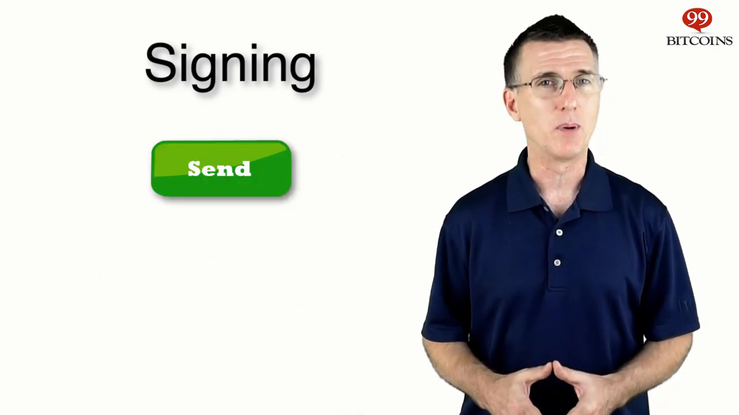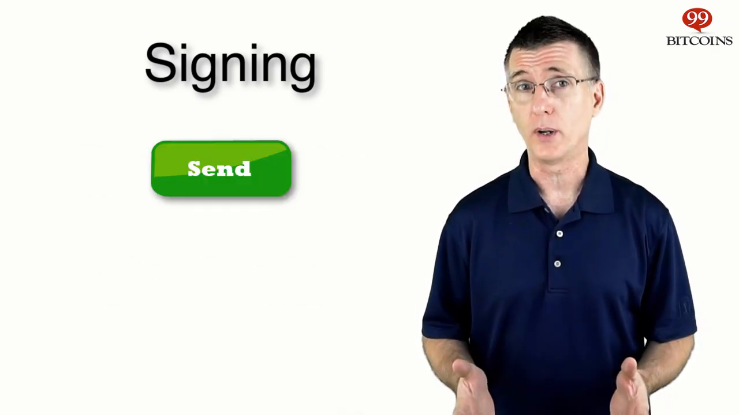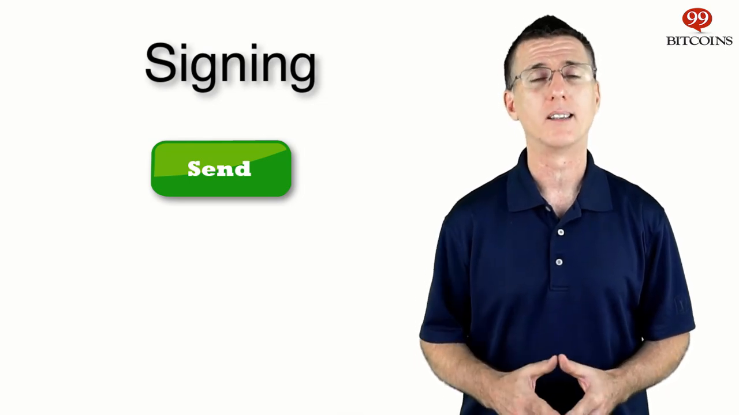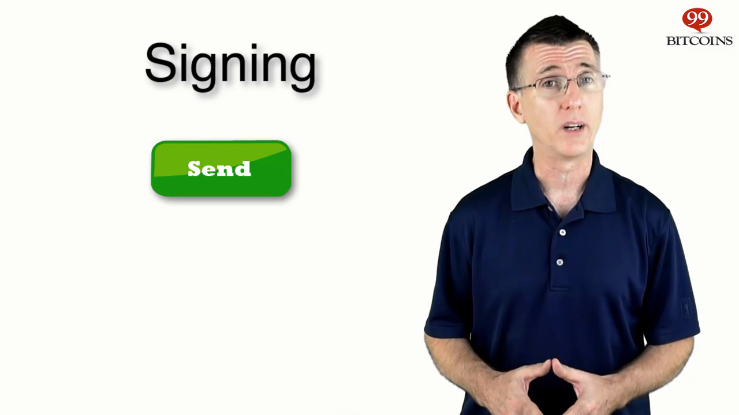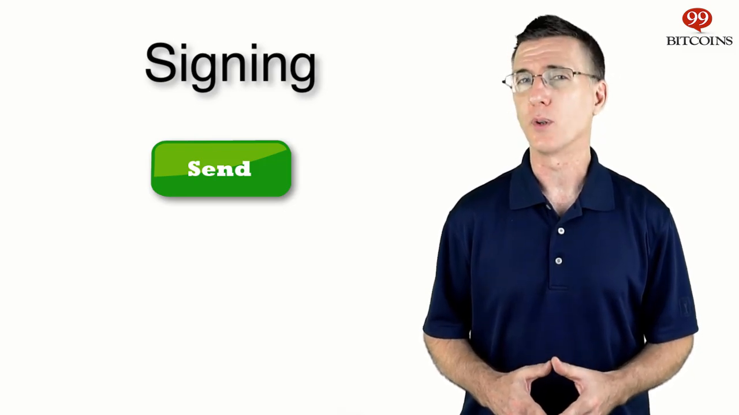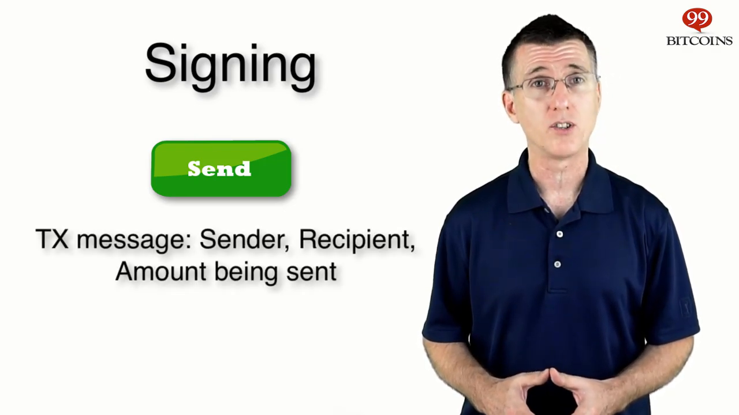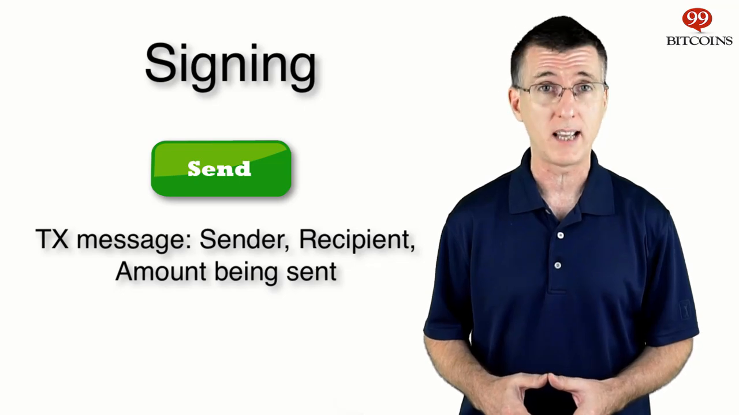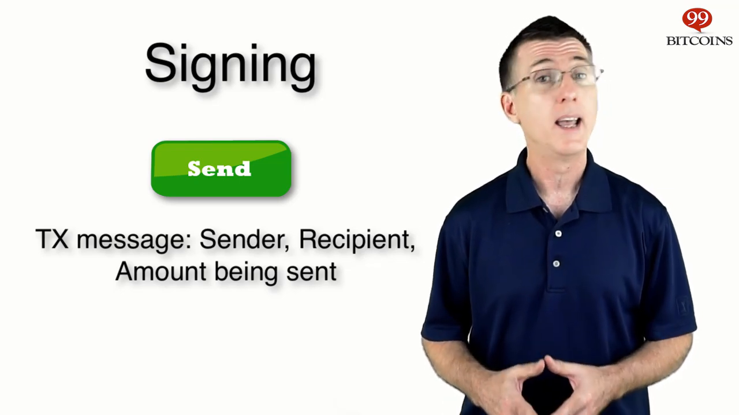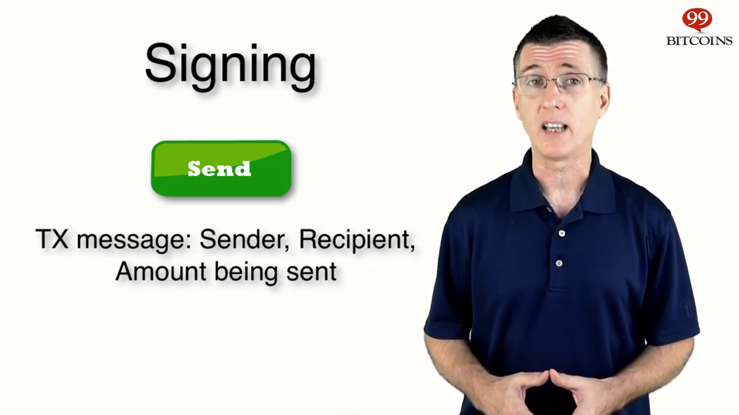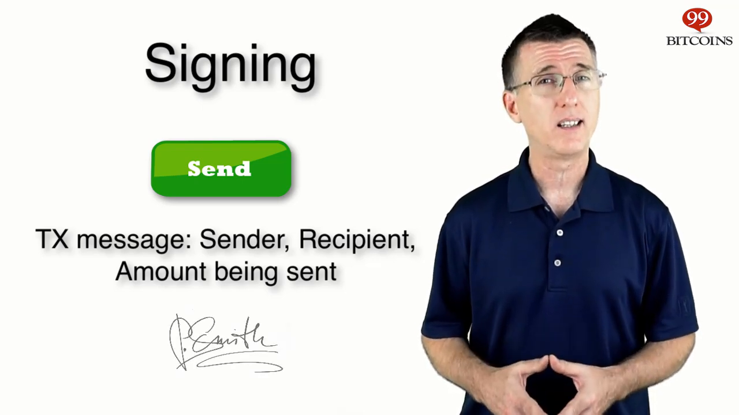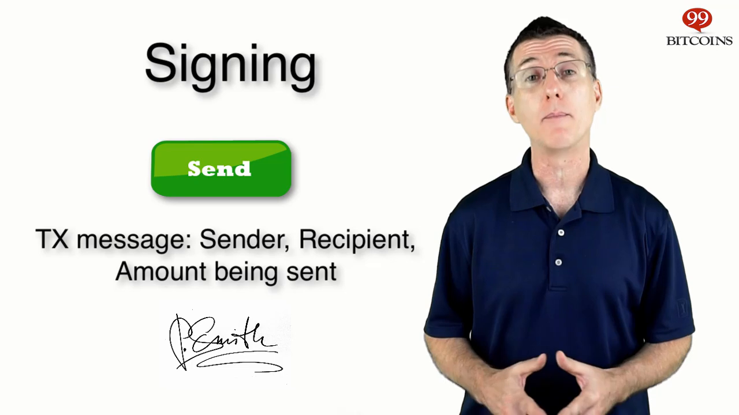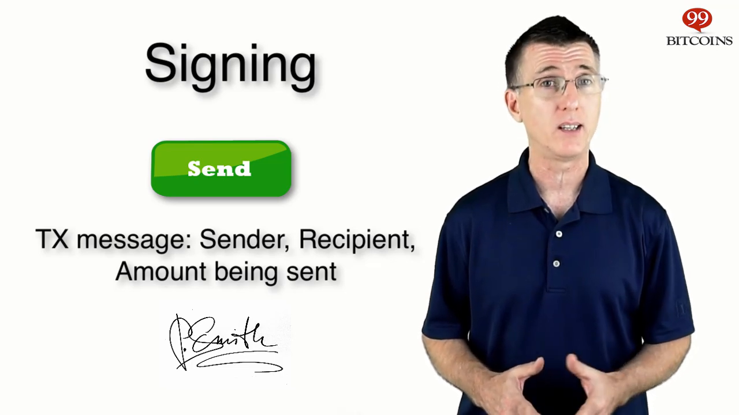When I hit the send button in my wallet, what I'm actually doing is telling my wallet, "Hey wallet, I want to send 1 Bitcoin to my friend Steve. Here is Steve's Bitcoin address." The wallet in response creates a transaction message containing information about me, the sender, Steve, the recipient, and the amount being sent, in this case, 1 Bitcoin. Afterward, the wallet produces a unique digital signature for this message by mathematically mixing it with my private key.